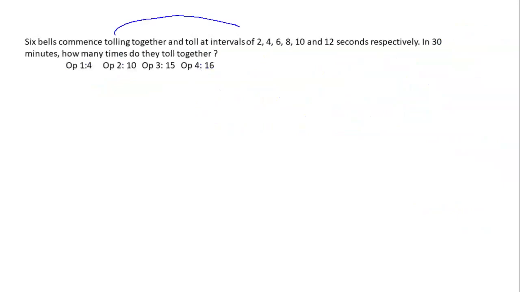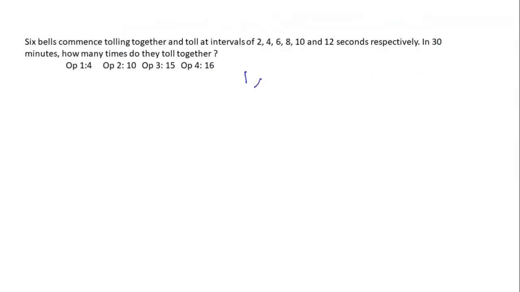Six bells commence tolling together at intervals of 2 seconds, 4 seconds, 6 seconds, 8 seconds, 10 seconds, and 12 seconds respectively. In 30 minutes, how many times will they toll together? So six bells commence tolling together, which means they toll at 2 seconds, 4 seconds, 6 seconds, 8 seconds, 10 seconds, and 12 seconds. Before we do this, I really wish to tell you this.